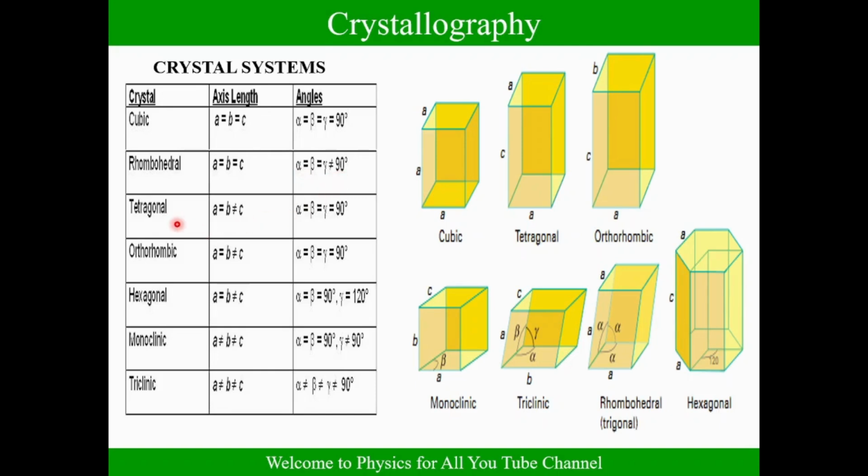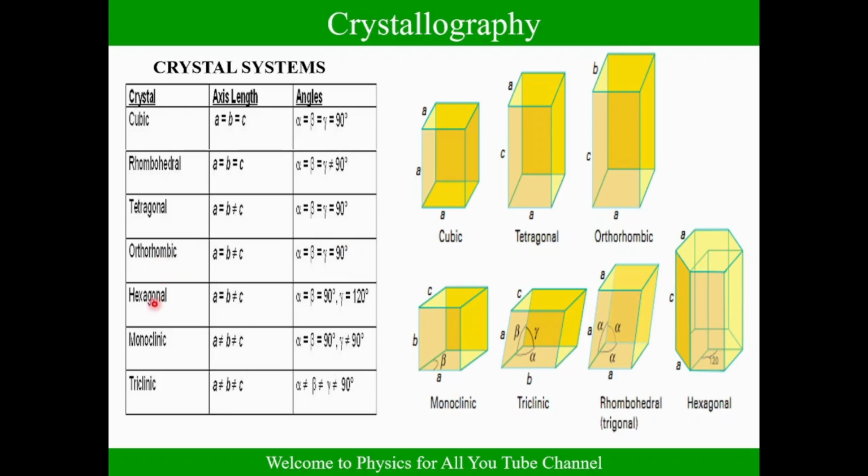Now the third crystal system is tetragonal. In the tetragonal crystal system, any two sides are equal to each other and the third length is not equal. Coming to the angles, all angles are mutually perpendicular to each other. Now coming to the orthorhombic crystal system, two lengths are equal to each other and the third one is not equal, and all the angles are mutually perpendicular to each other. Such a system is known as the orthorhombic crystal system.